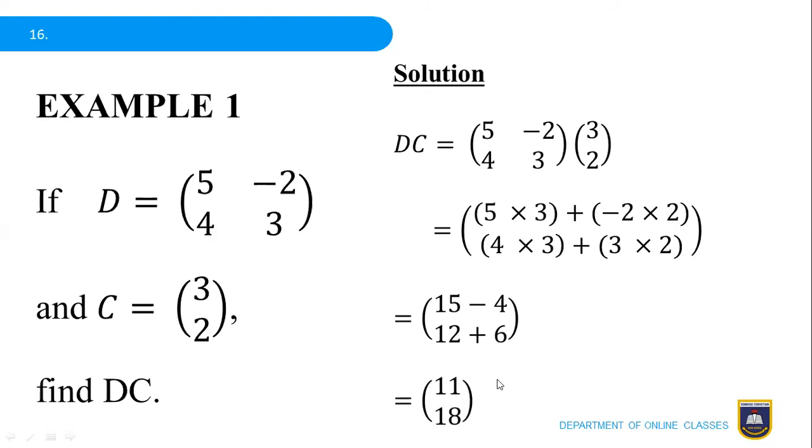So you see that anytime you multiply a square matrix by a given vector, your answer is a vector. Any problem? Copy this.